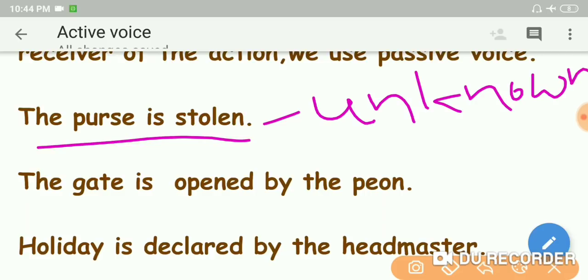The doer of the action is unknown, my dear friends. Because who has stolen, nobody knows. So that's why, in such conditions we use passive voice.